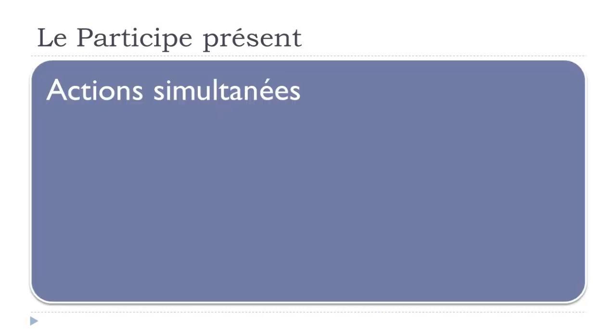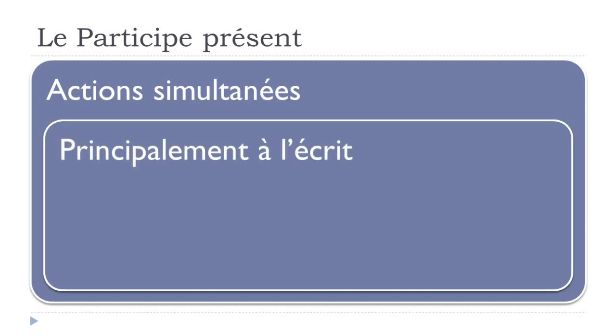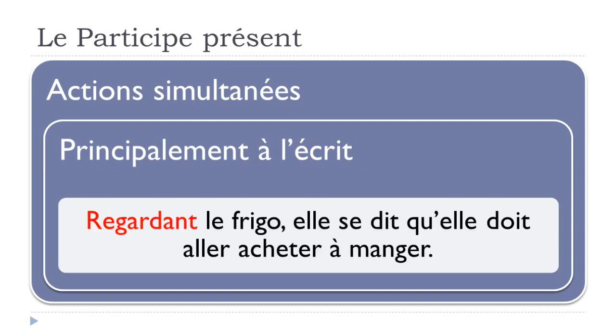The second use is, of course, to express two actions, donc des actions simultanées, but in that case it's possible to construct it without this preposition en. But keep in mind that in most cases you will use these structures when you write, principalement à l'écrit. Normally, if you want to use it orally, you will use the gérondif form, the form that we saw previously. But it's possible to use it like that, mostly if you want to write it.